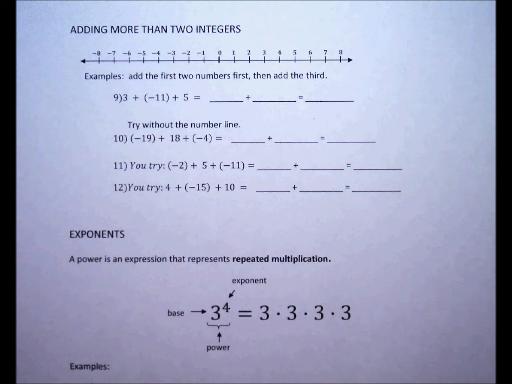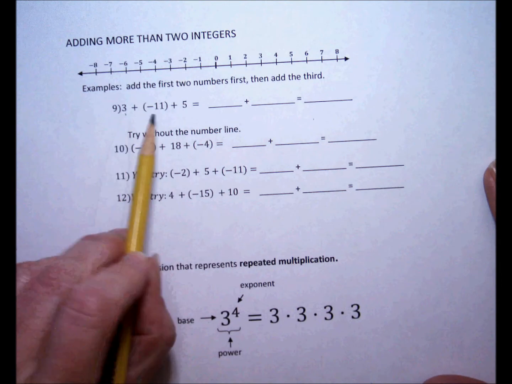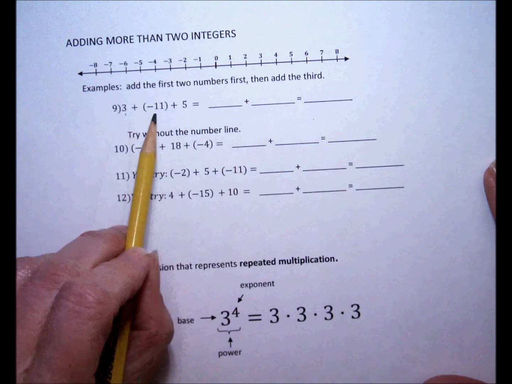Adding more than two integers. We'll be looking at order of operations next time. With order of operations, you go from left to right. And in Task 3 we'll be reviewing that. I would guess that you guys have already seen that. But that's the way I'd like to approach this. I'd add the first two numbers first and then add the third.